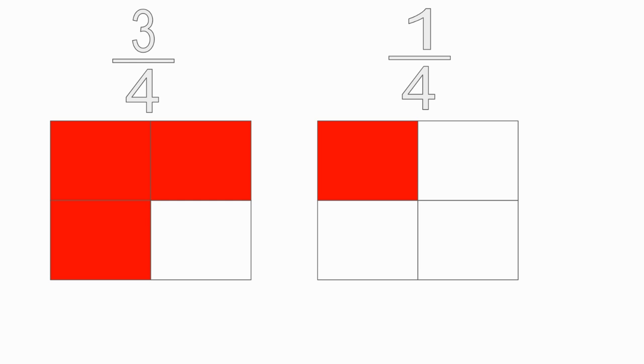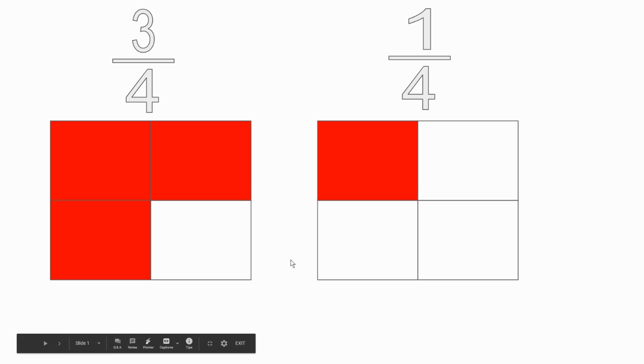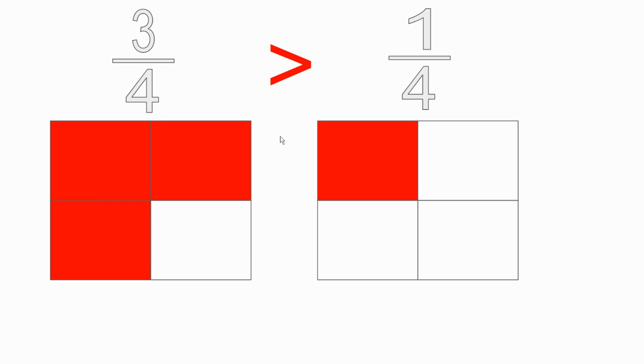The other way to look at that is to look at the denominator. If they're the same denominator, all you have to do is compare the numerator, the top number. And we know that 3 is greater than 1. So this is the symbol we would put down, 3/4 greater than 1/4. So that's a review of yesterday's lesson.